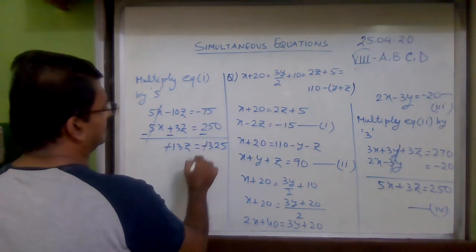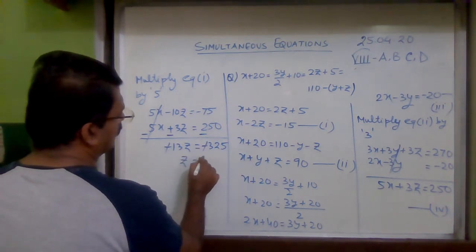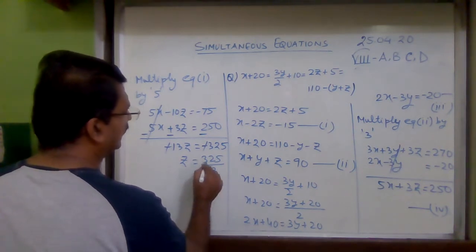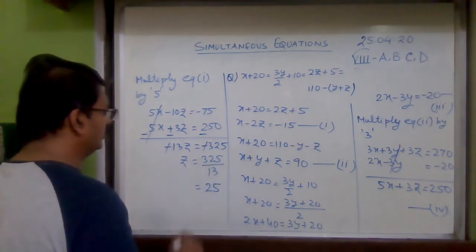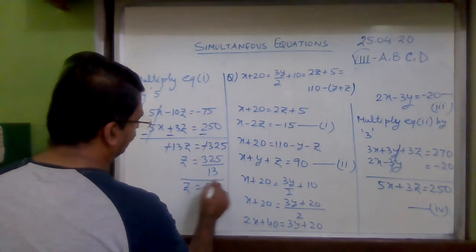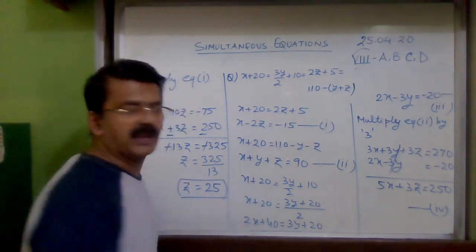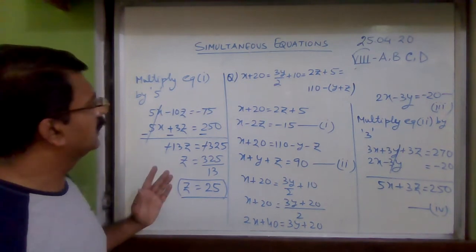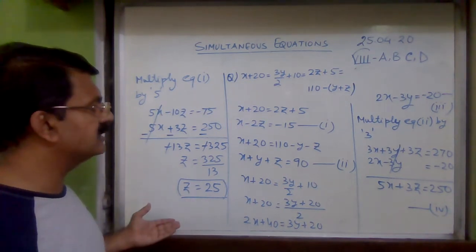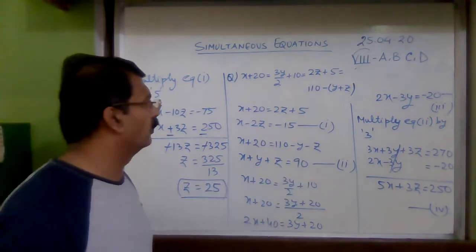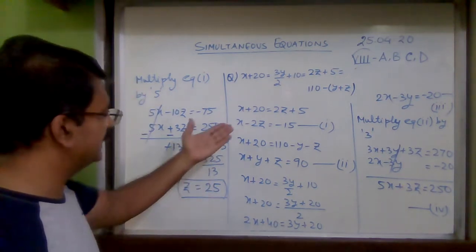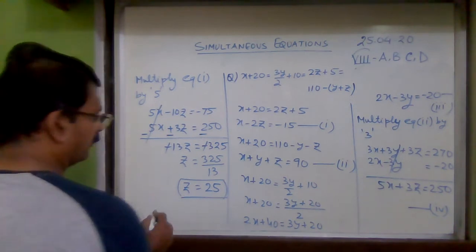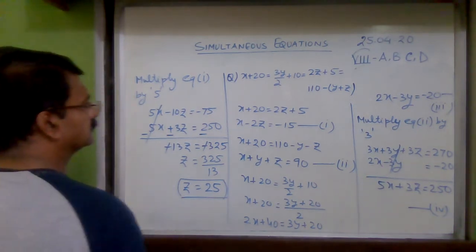Now this minus and minus cancels out. z is equal to 325 upon 13, that is 25. So you can see we have found the value of z is 25. Now you put this value of z say in equation number 4 or say equation number 1, and you will get the value of x directly.